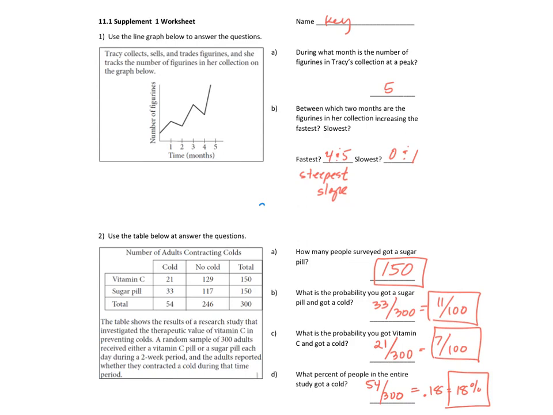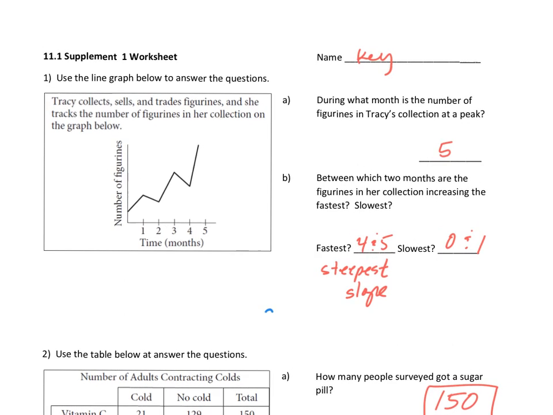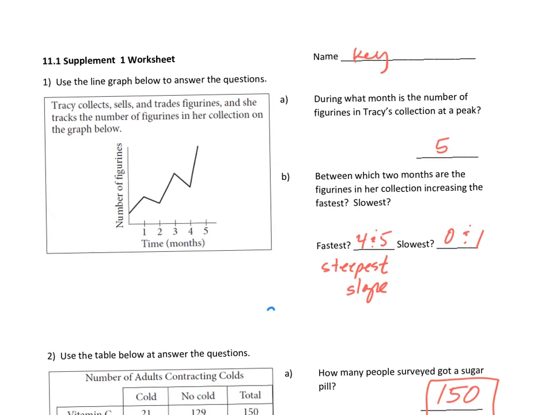All right, so I'm just gonna go through this worksheet that you had to do for Monday. Looking at the first question, you've got a line graph. It's talking about the number of figurines and the time in months. Tracy collects, sells, and trades figurines, and she tracks how many she has in her collection on this chart.